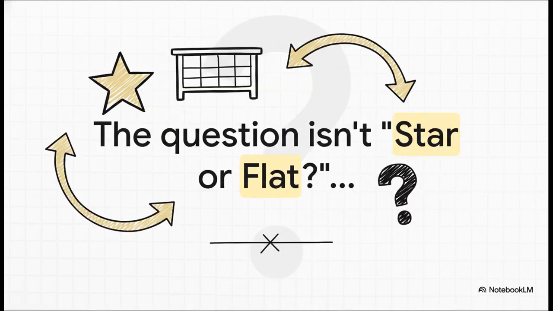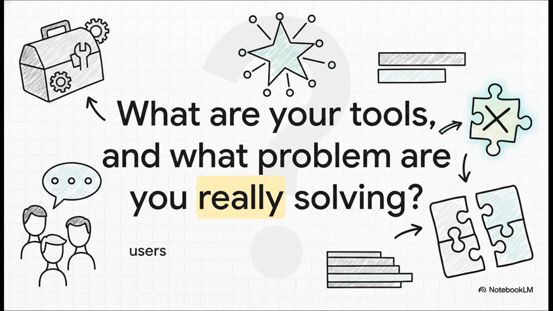And that really brings us to our final and most crucial takeaway. We spent this whole time asking the question, star or flat? But after everything we've looked at, maybe that's the wrong question to be asking. The better question, the much smarter question, is this. What tools do you have? Who are your users? And what business problem are you actually trying to solve? Your data model is a tool. It is not a religion. The right answer always depends on your specific situation. And if you answer that question honestly, it will always point you to the right choice for the job.